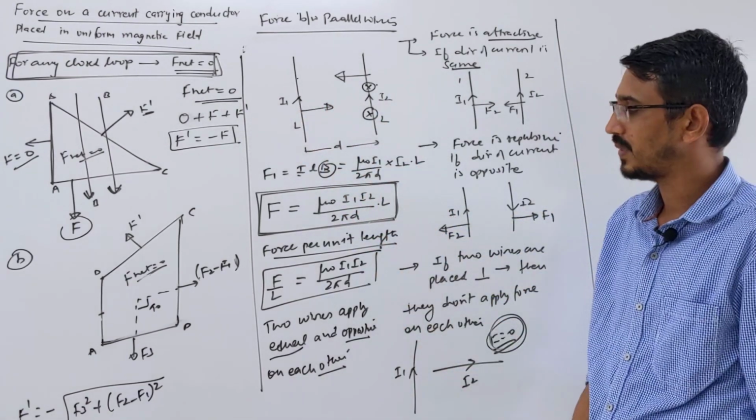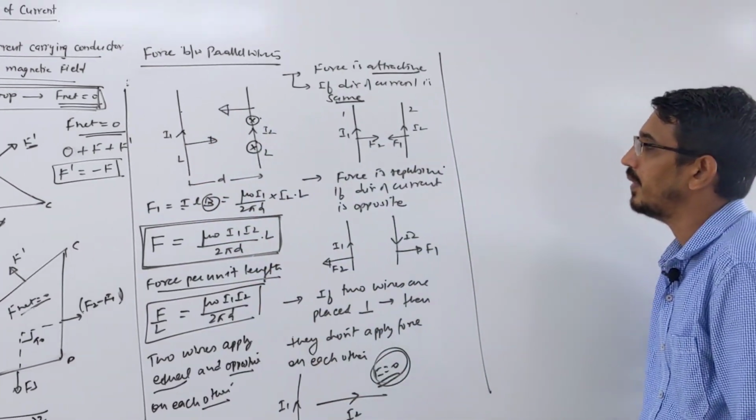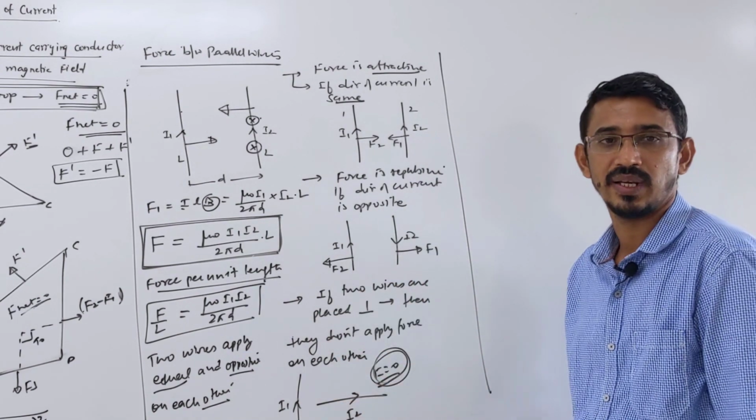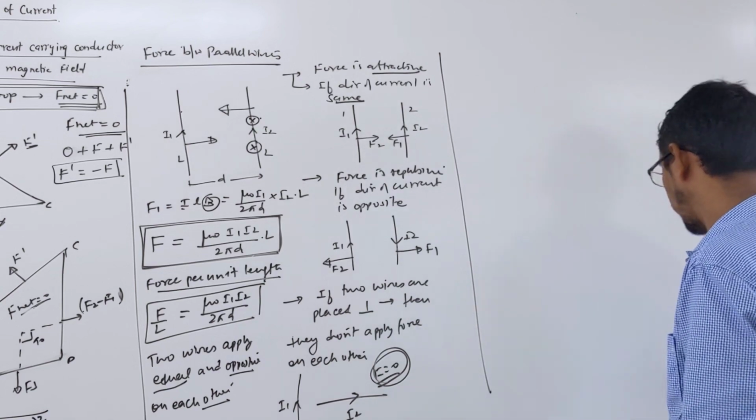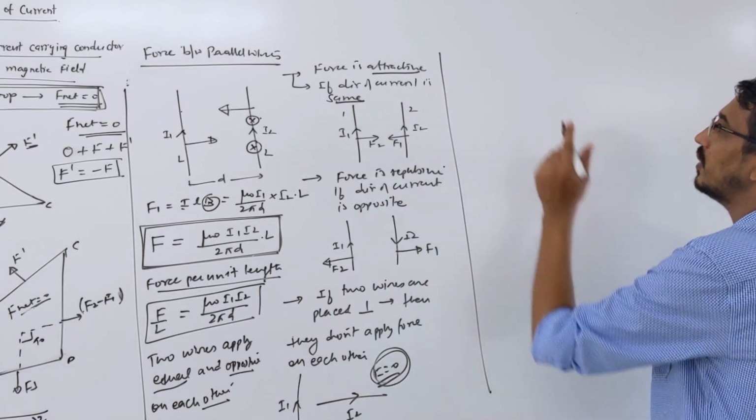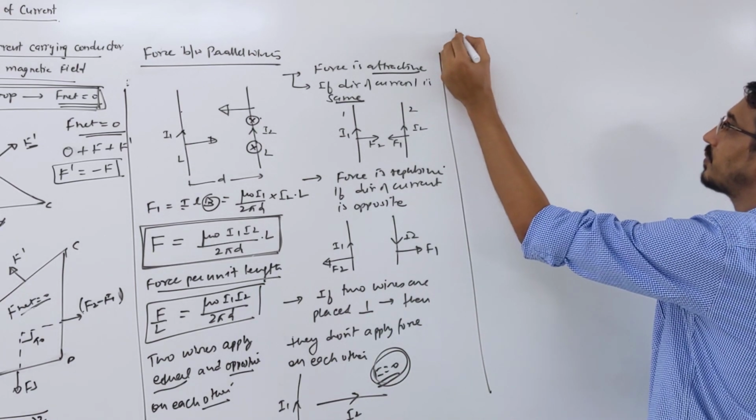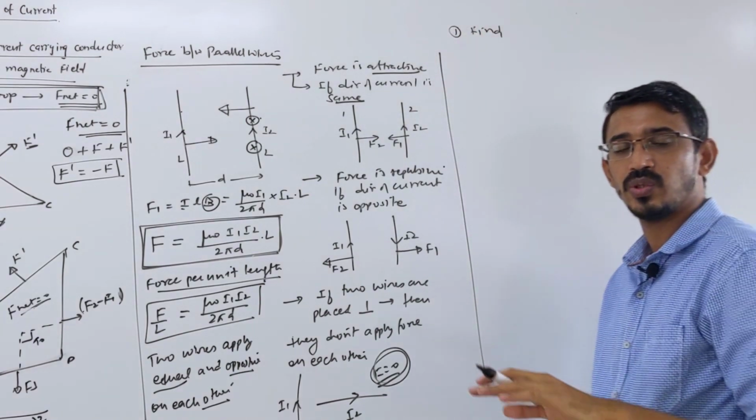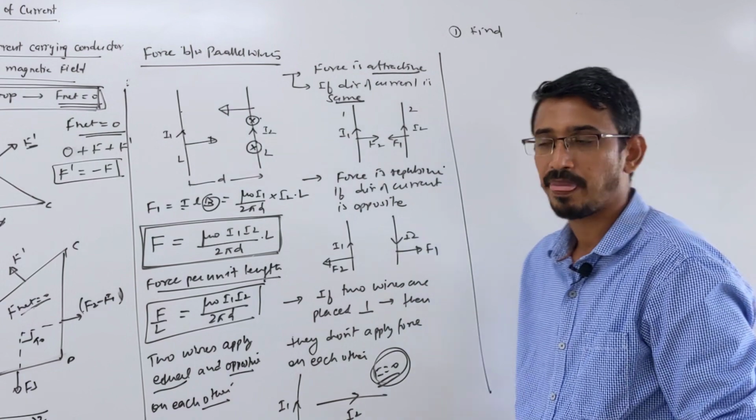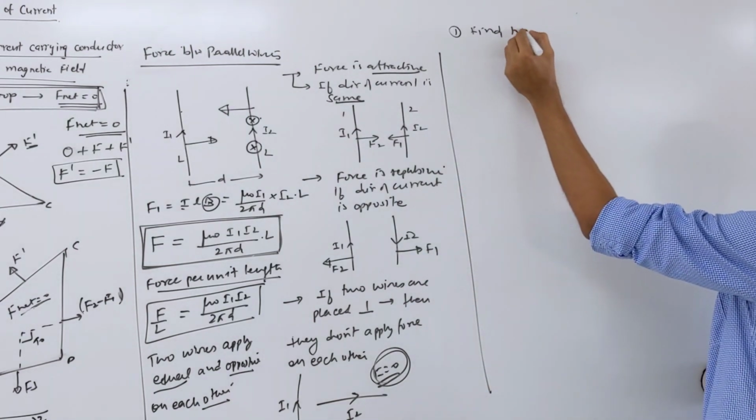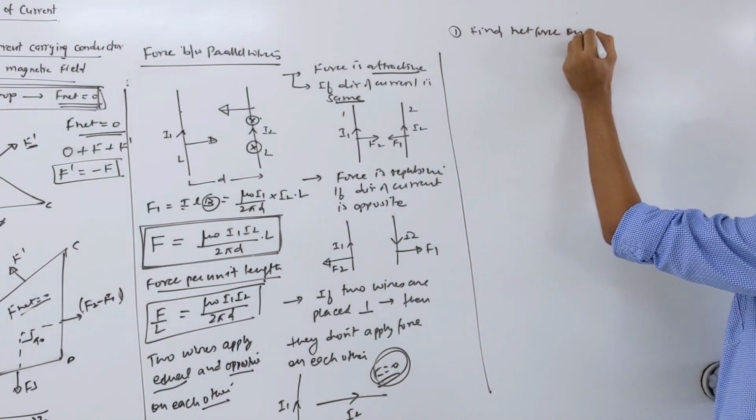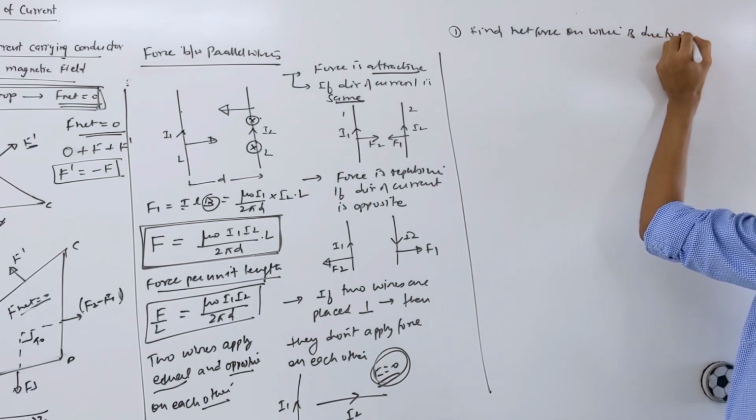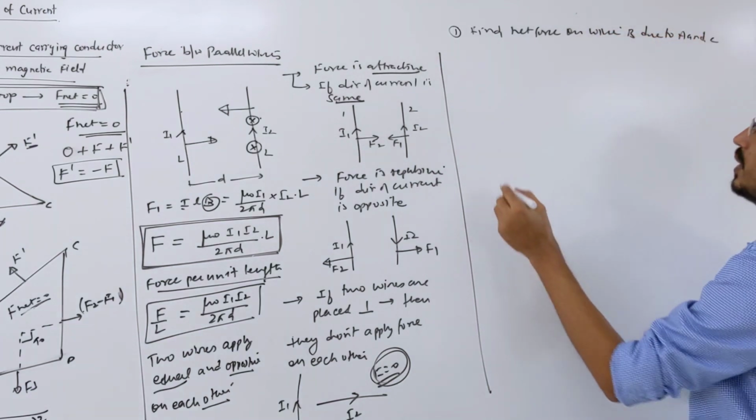Now a lot of questions they have asked in an exam about what? Force between two parallel wires. Let's see some example. Some question they ask like this one. Two or three wires will be given. They will ask you to find the net force on any one wire due to other wires. So find net force on wire B due to A and C. So three wires are given.